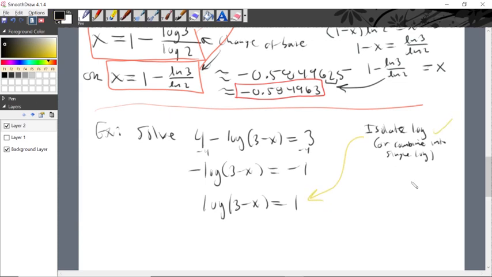Okay, after isolating the logarithm, then what we do is we convert from logarithmic form to exponential form. Again, the conversion is done by the definition of the logarithm. If we have log base a of x is equal to y, that gets converted into a to the y is equal to x.